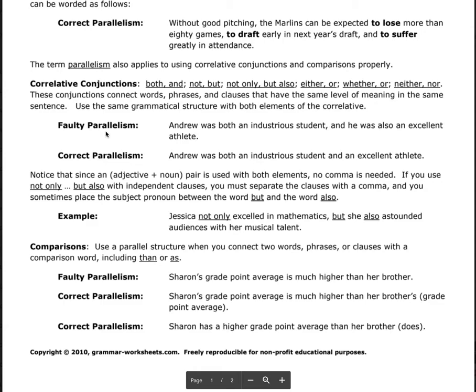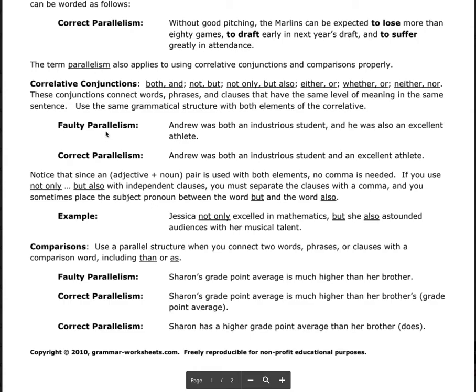So here we're using a correlative conjunction, and we should be using both and. If you start with both, then you just use and. But he's also using also, but also, or and also, which is not with both, okay? So to fix that, we would say Andrew was both an industrious student and an excellent athlete. So we're using the both and correlative conjunction.